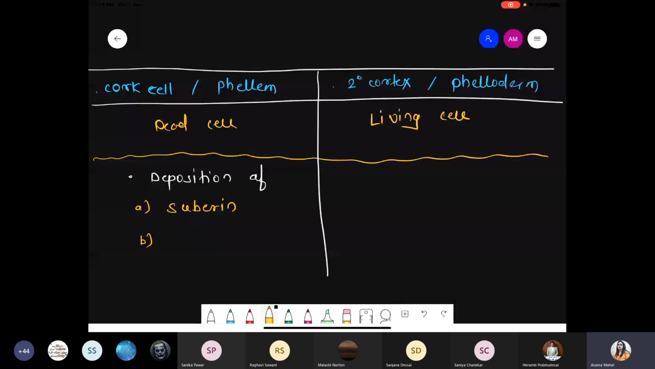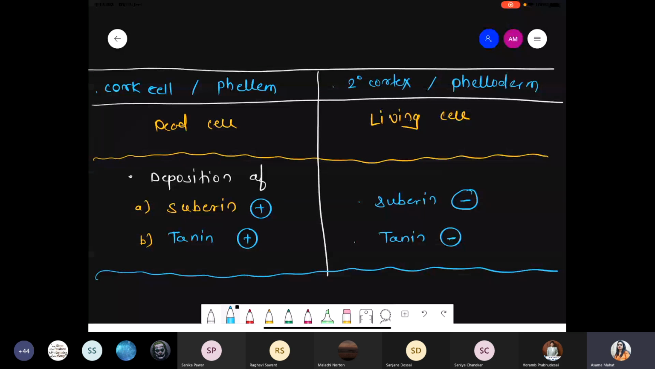We are talking about the material deposition, that is suberin. In case of the dead cork cell, first of all there is a deposition of suberin, and such suberin deposition is totally absent in the secondary cortex. Another material deposited is called tannin. Tannin is also present, but such deposition of tannin is totally absent in the cortex cell, in the phelloderm.